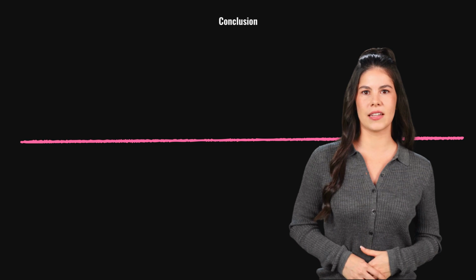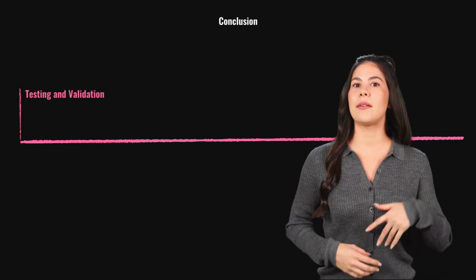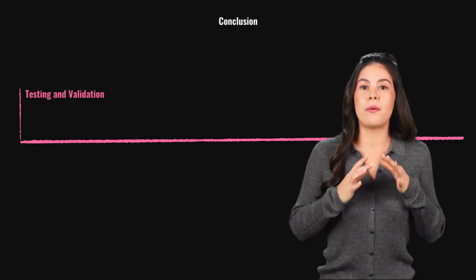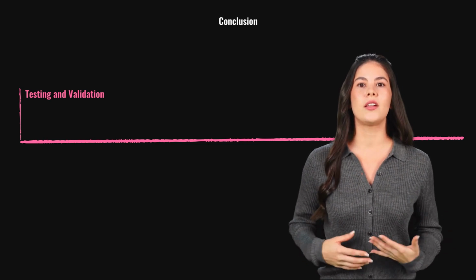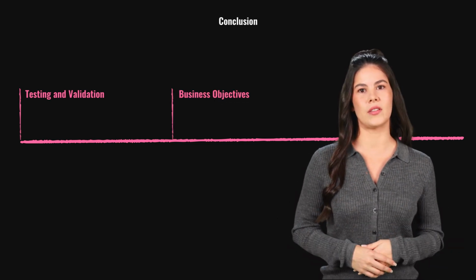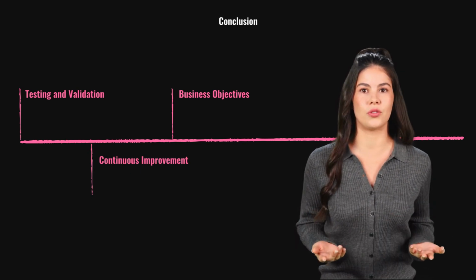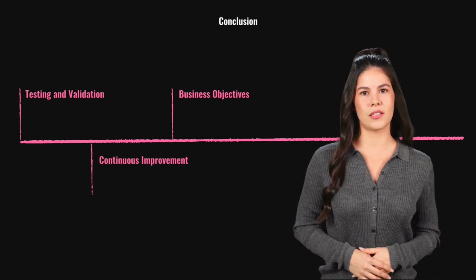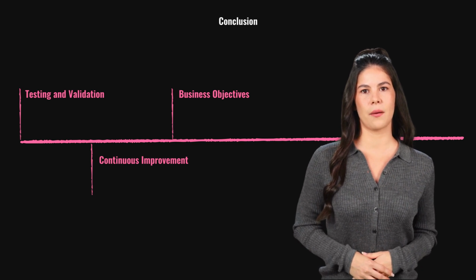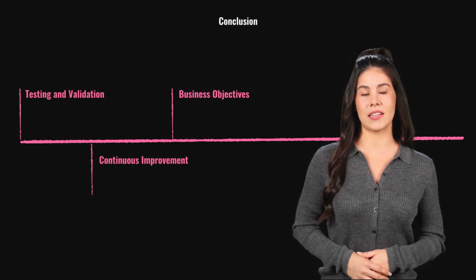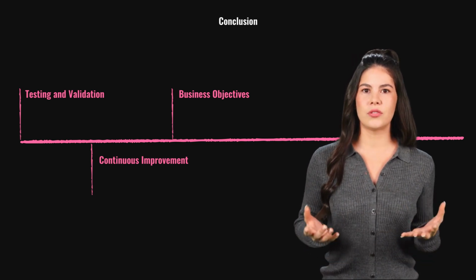In conclusion, testing, validation, and post-implementation are pivotal in ensuring software solutions meet business objectives. Continuous improvement based on real-world use is crucial. These phases not only validate technical correctness, but also ensure alignment with business needs, ultimately leading to successful software projects.